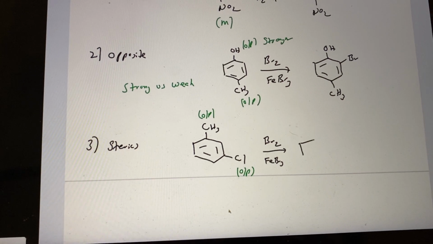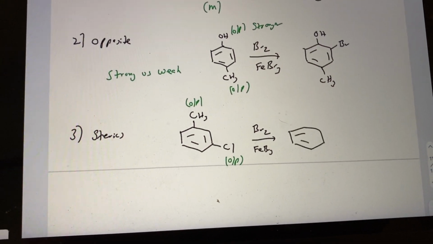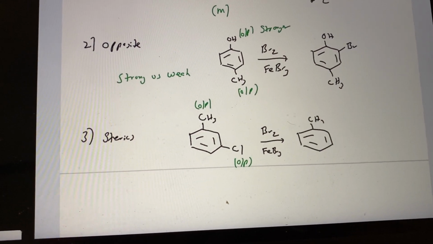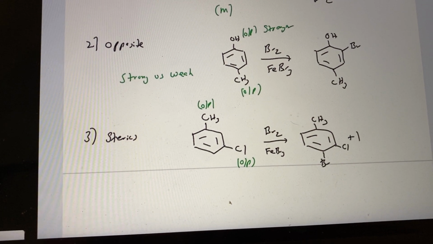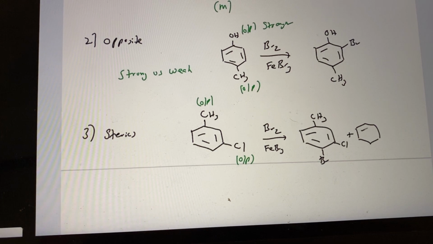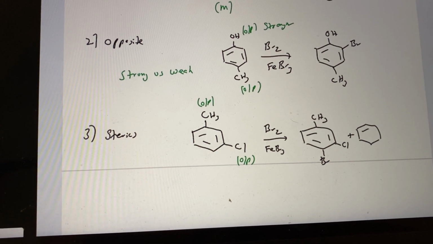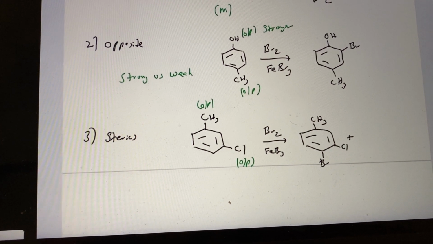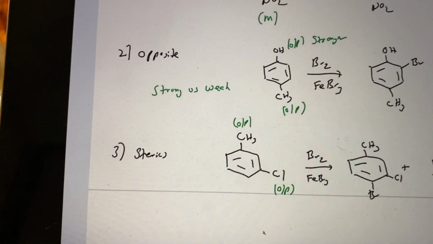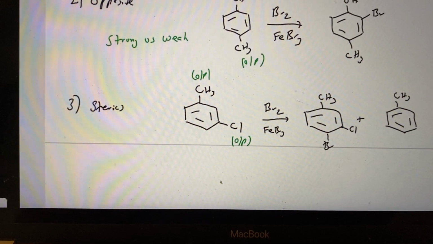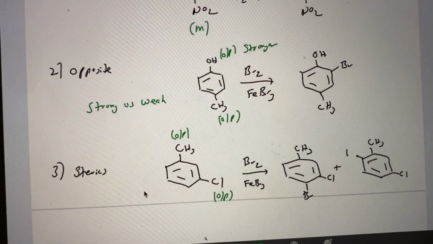Let's just draw them out. So let's put the bromo group here. I was trying to save enough space. I don't think I can. So we'll go down. Let's put the bromo group over here.